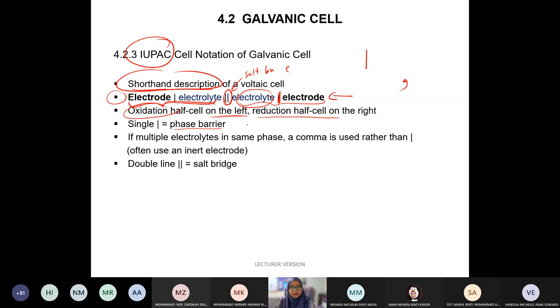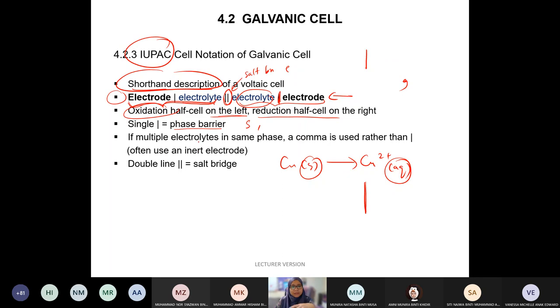For example, solid with solid. Copper, for example, was oxidized just now. Copper oxidizes into copper 2 plus. Copper is solid, right? And then it oxidizes into copper 2 plus. See? So it has a different state there, so we are going to be using the single line.